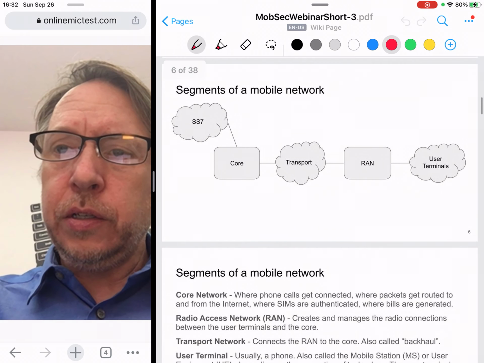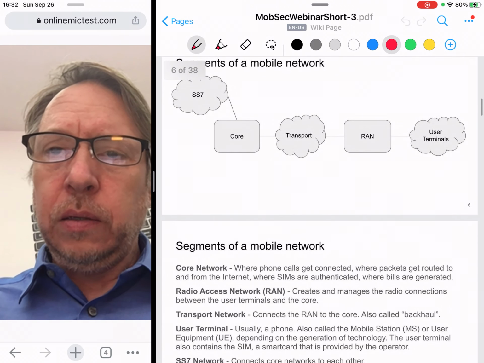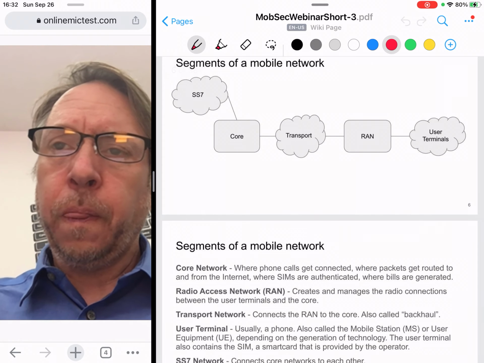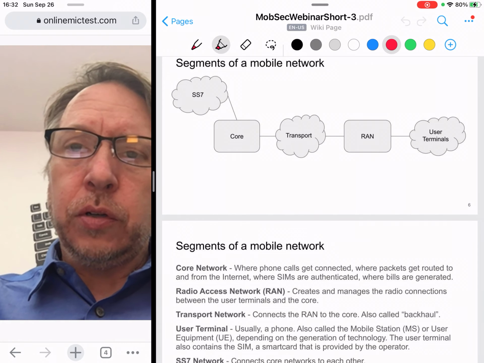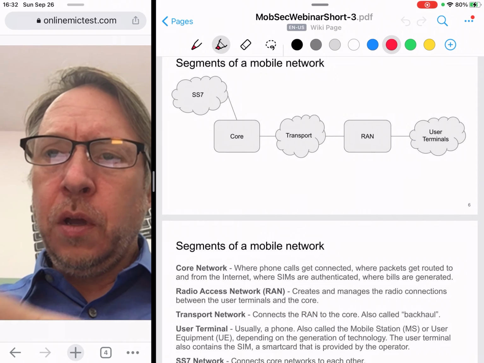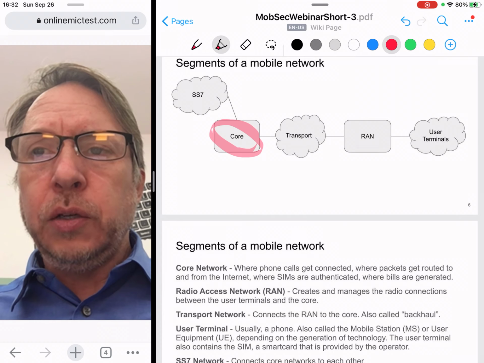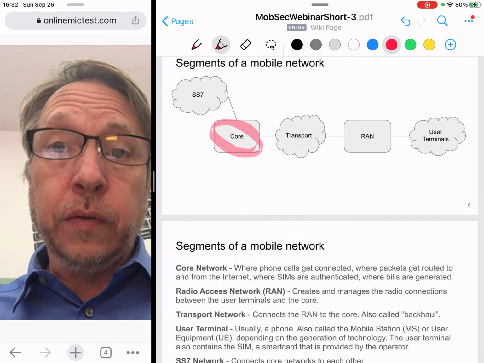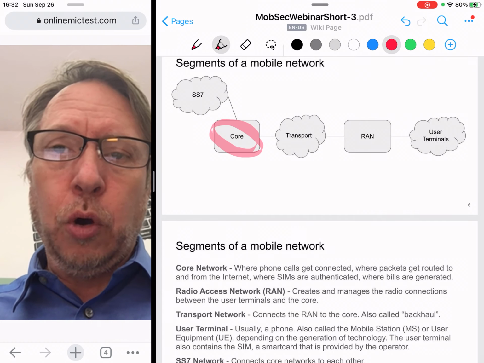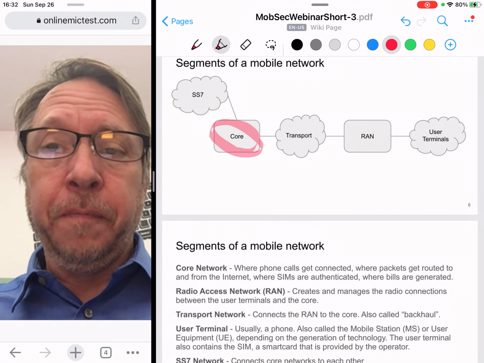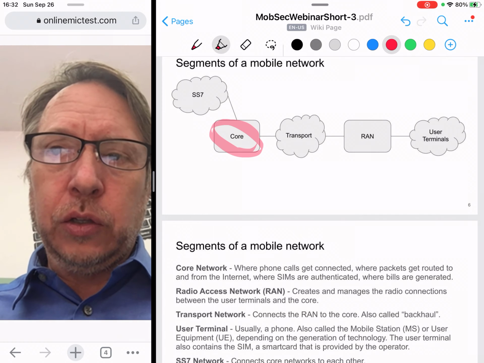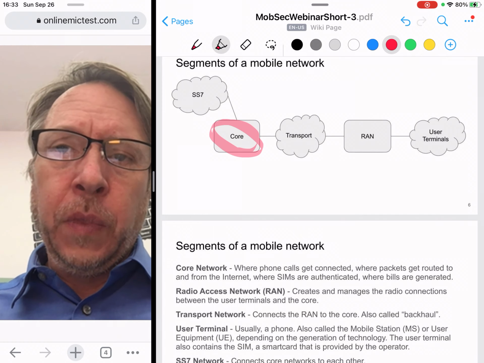Moving to slide 6, we'll talk about the segments of a mobile network. And I'm going to start using the pen here. For starters, we have the core network. Now, the core network is the place where you get all your services. It's where most of the things you think of as your mobile operator services happen. This is where you get connected to the internet. It's where phone calls get connected and text messages get routed. It's where all the billing information happens. It's where your SIM data lives. It's all in the core network.